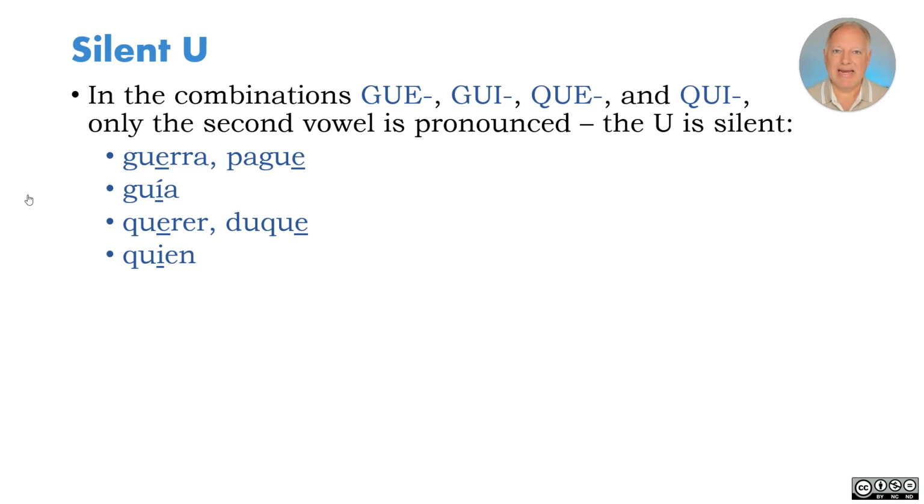QUE: querer, duque, so that second U in duque is silent. And finally, QUI, an example would be quién, or the word for 15, quince. So we only hear the I, we don't hear the U.